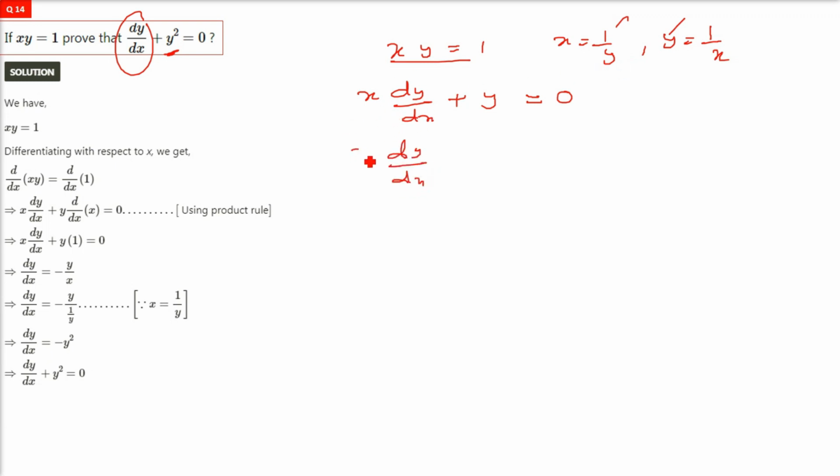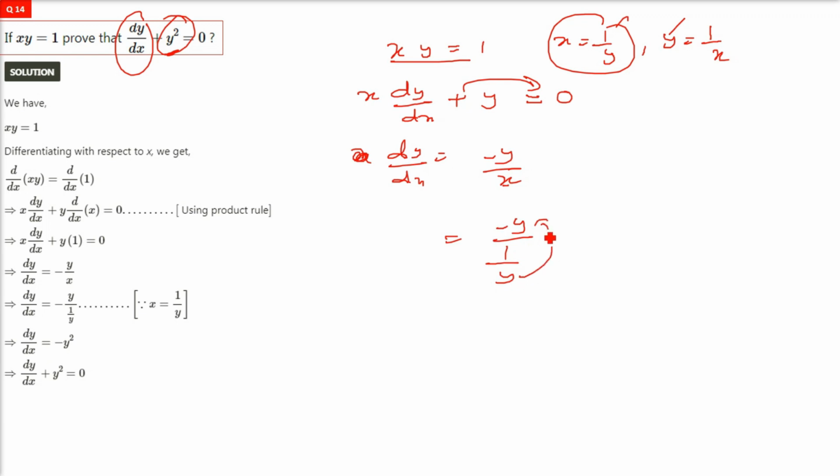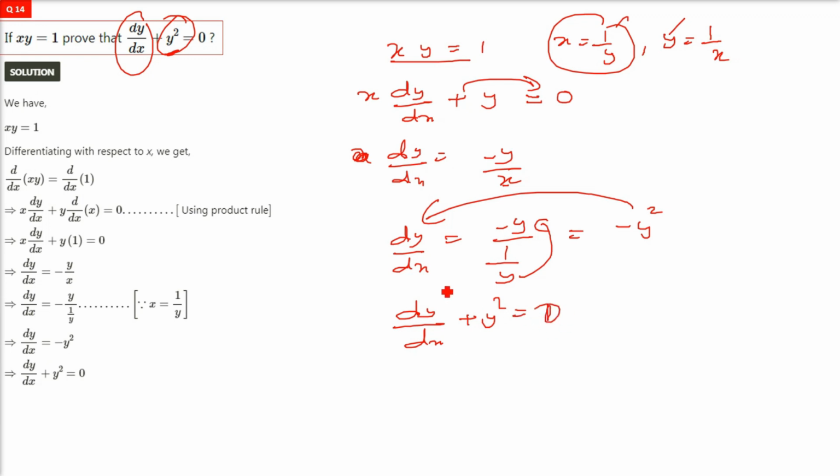So x dy by dx it is, let us take y on the right hand side. x I am replacing it by 1 by y and y square it is. So this x, as I said, 1 by y will be better, so that we get y on the numerator, and there are two y's, so we will get a y square. So minus y square it is, dy by dx. Now let us bring this minus y square on this side, so dy by dx plus y square is equal to 0. Okay.